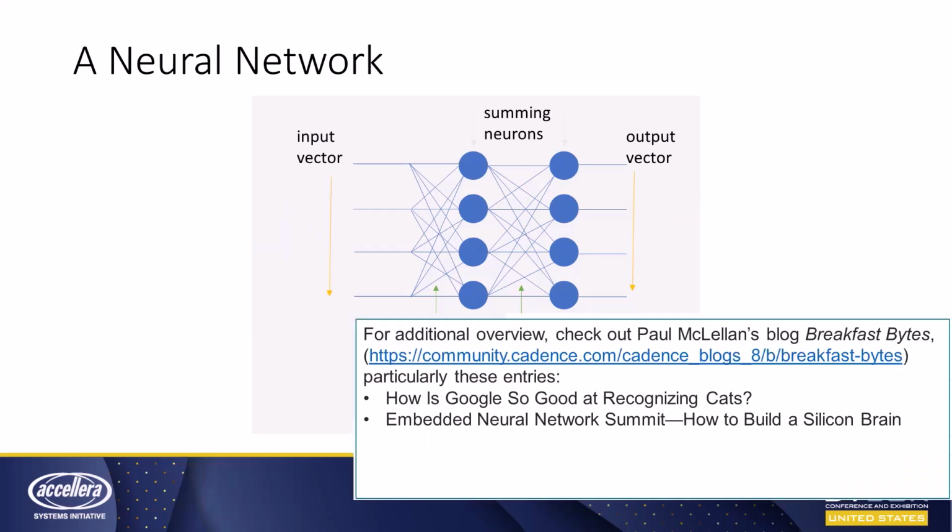For some additional introduction to neural networks, check out Paul McClelland's blog Breakfast Bites, particularly the entry about why Google is so good at recognizing cats, and his summary of the Embedded Neural Network Summit, where he gives a condensed overview of what neural nets are, what they're good for, more than I can go into here, and also points to other resources. Really, you should read Paul's blog every day. He always has a wealth of interesting information about the entire electronics industry.